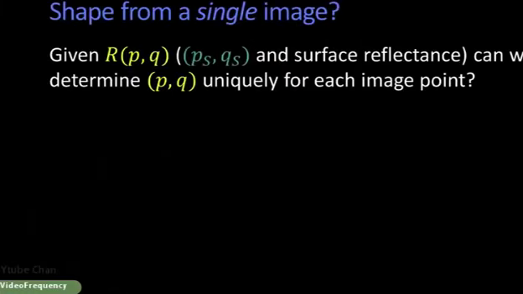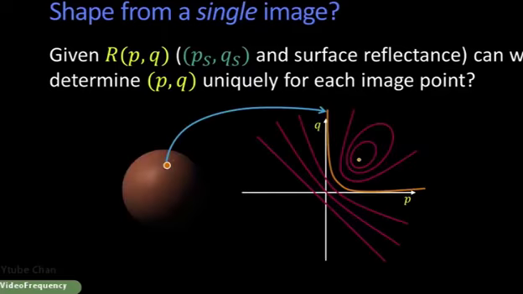How about shape from a single image? So given R of PQ, that means that we know where the light source direction is and we know the surface reflectance, so we can eliminate that or assume it equals 1. Can we determine PQ everywhere, the surface orientation, uniquely for every image point? So here we have some random point, and maybe its intensity compared to the brightest point is 0.7, so it's somewhere on that curve. But I don't know exactly where it is on that curve in that PQ space.